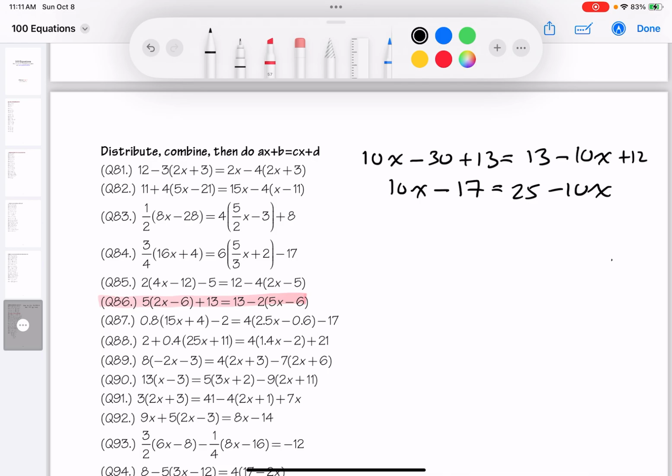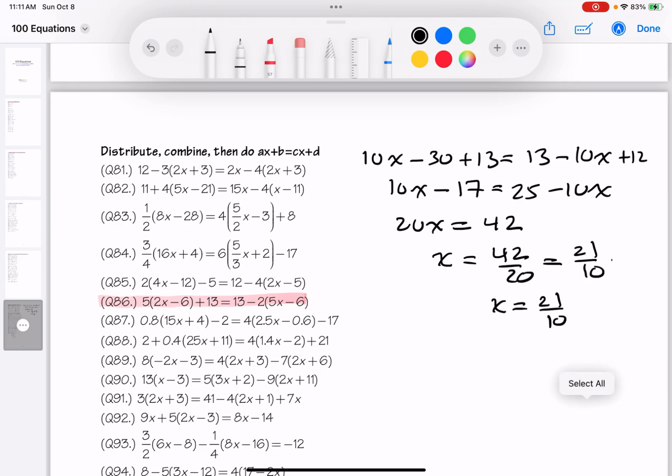I'm going to add 10x to both sides. I'm not going to write it down this time. I get 20x. And I'm going to add 17 to both sides, which will give me 42. What's x going to be? 42 over 20. I'm going to reduce that, and what would you get there? You get 21 tenths. So I'm going to say x is 21 tenths. Not much I can do about that, unless we want a decimal down.